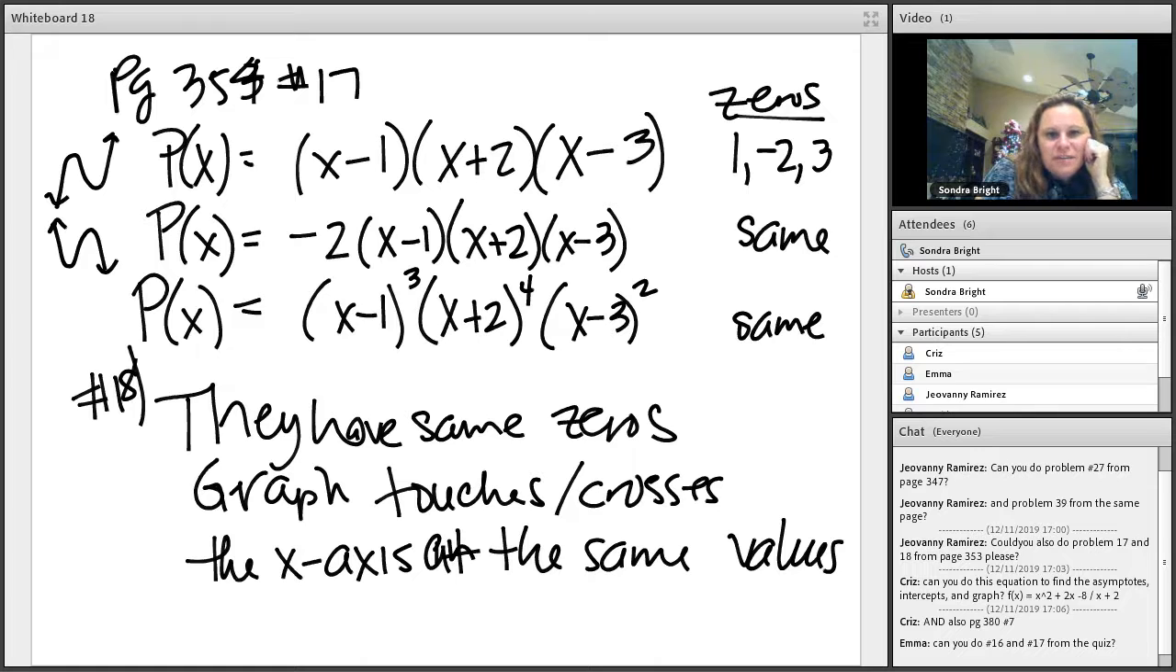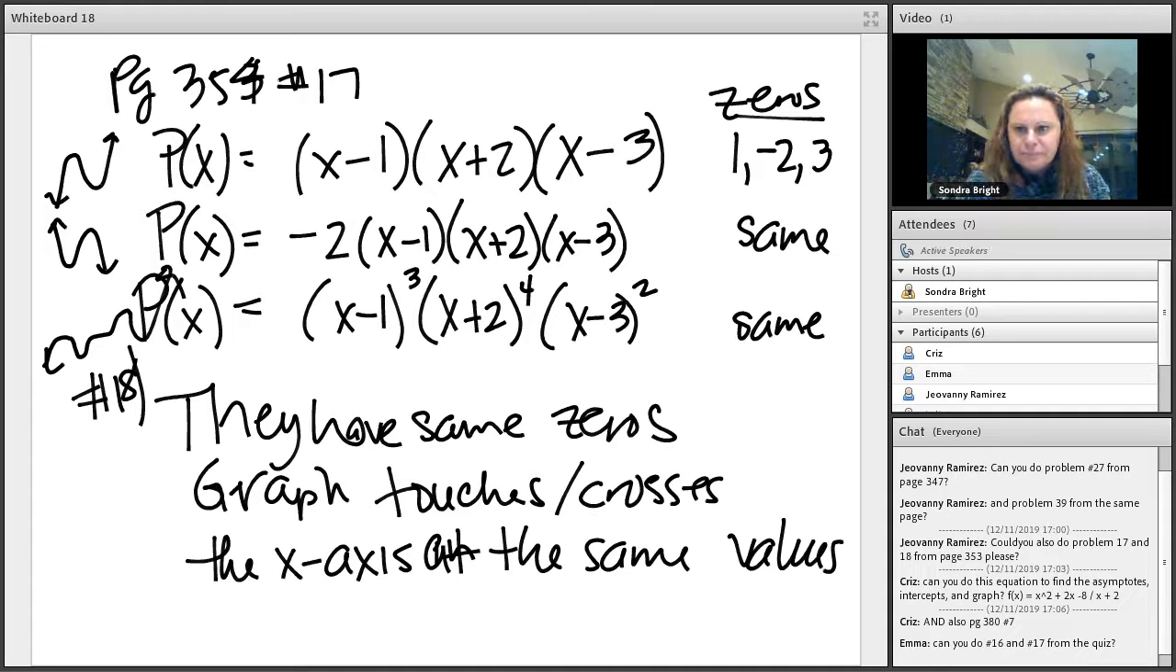Things happen differently. So -2 is first, so at -2 it's going to flatten out and then come back down, and then at 1 it's going to flatten out, and then at 3 it's going to come down and touch and bounce back up and go back up this way. So that's the kind of things that'll happen. It's still crossing the x-axis at the exact same spots, but what's happening there at those zeros is different.